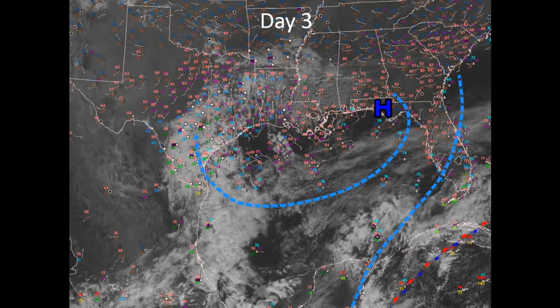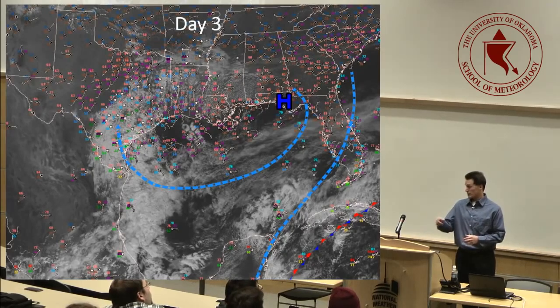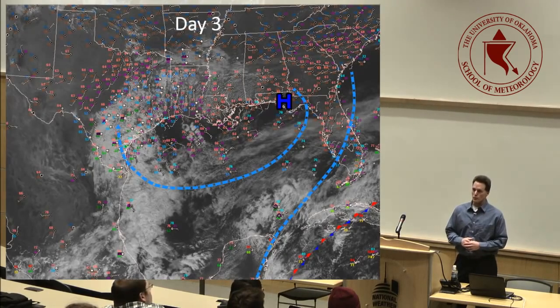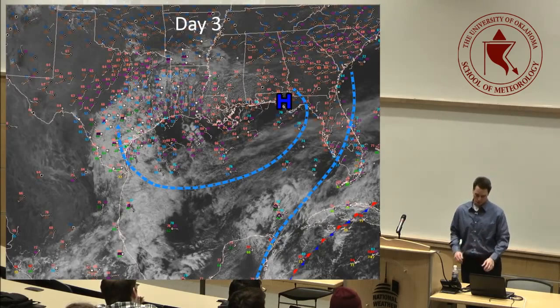Let's jump ahead another day. Same sort of thing. The high hasn't moved too much. It's sitting kind of anchored near the northeast Gulf Coast. I know it's hard to see on this screen. The greens, those are dew points in the 60s into South Texas. Again, trajectories or implied trajectories are coming out mostly out of the east, so they're coming across the relatively cooler part of the Gulf Basin. We're not getting the maritime tropical air. That's still tied up down in the Northwest Caribbean.